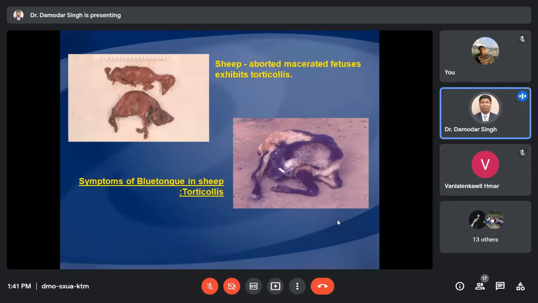Then so far as the effect on the gravid uterus, the pregnant animal, is concerned, it may lead to abortion, and in most cases those aborted fetuses may show torticollis. If you examine the aborted fetus, there may be a twisted neck, and if the newborn kitten or lamb is born alive, it may also show such a twisted neck, what we call torticollis, right?